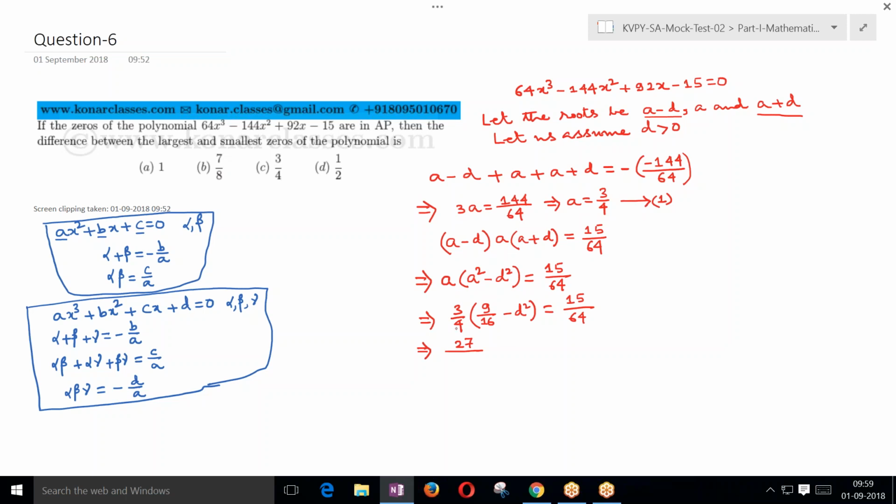Okay, so here you can make a little simplification. 4 and 64, it will become 16. So then we get 27 by 16 minus 3d square is equal to 15 by 16. This implies what?